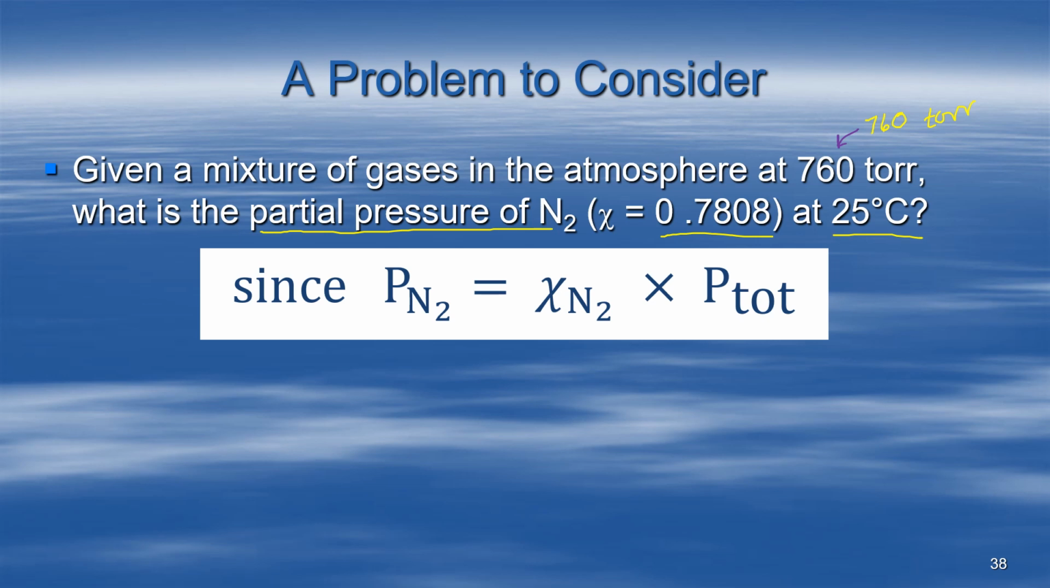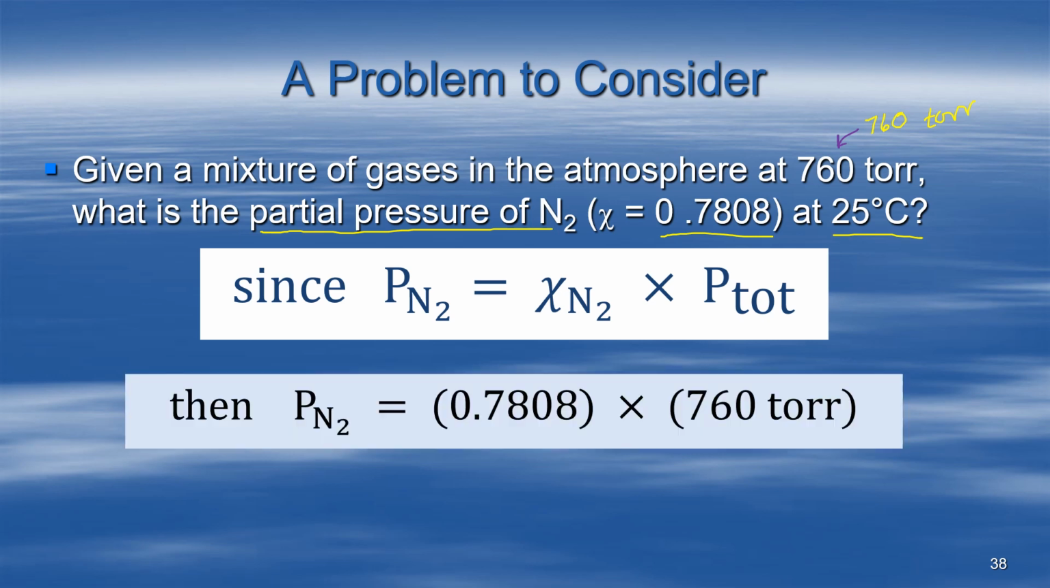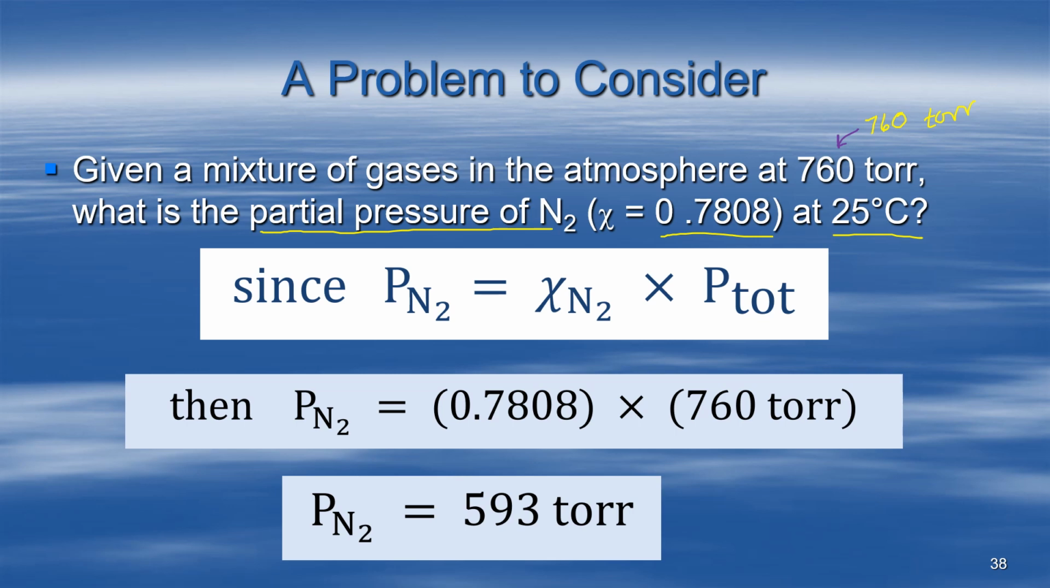Since the partial pressure of nitrogen is just equal to the mole fraction of nitrogen times the total pressure, we just do that calculation. The partial pressure of nitrogen is equal to 0.7808 times 760, or 593 torr. So I wasn't too far off on my guess on that previous slide. Nitrogen is about 593 torr.